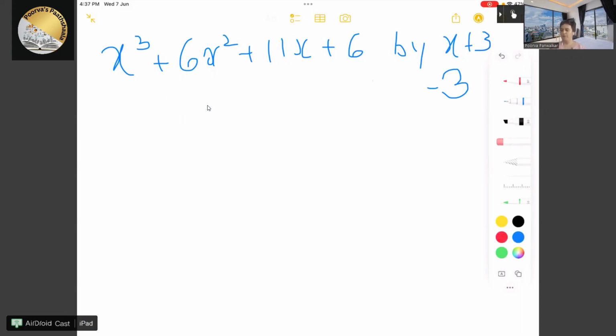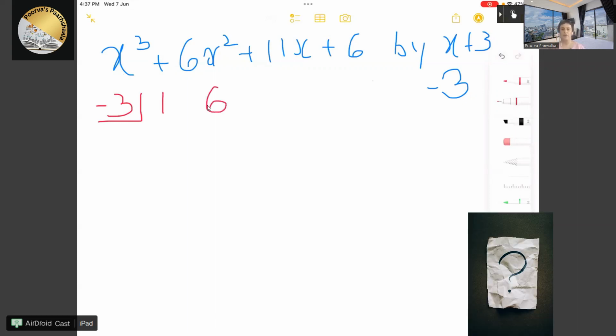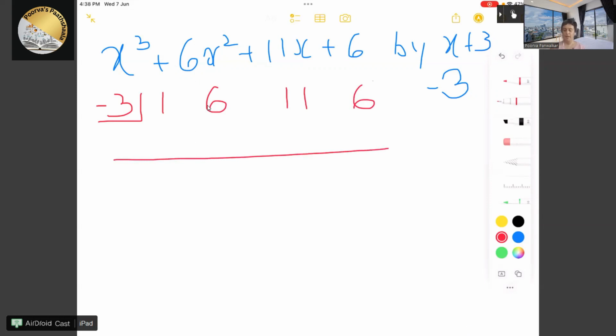Now, moving on to the next step, I write my divisor here, that is minus 3. Now, what about the others? So, I write down only the coefficients of the variable. In case of x cubed, the coefficient is 1. The next coefficient is 6, I leave a little bit of space. The third coefficient is 11, so I write it next. And my last coefficient is 6. Now what do I do? A horizontal line. My step 1, my 1 comes down as it is, so nothing to think and worry about.